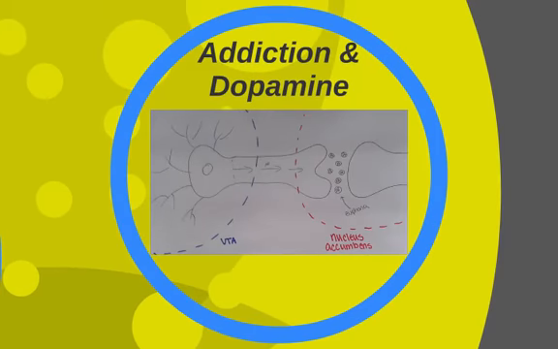And so dopamine has a really large effect on addiction. Right here is the VTA, and this is a simplified drawing. When an action potential happens and dopamine is released in the nucleus accumbens, this is what causes a feeling of euphoria.